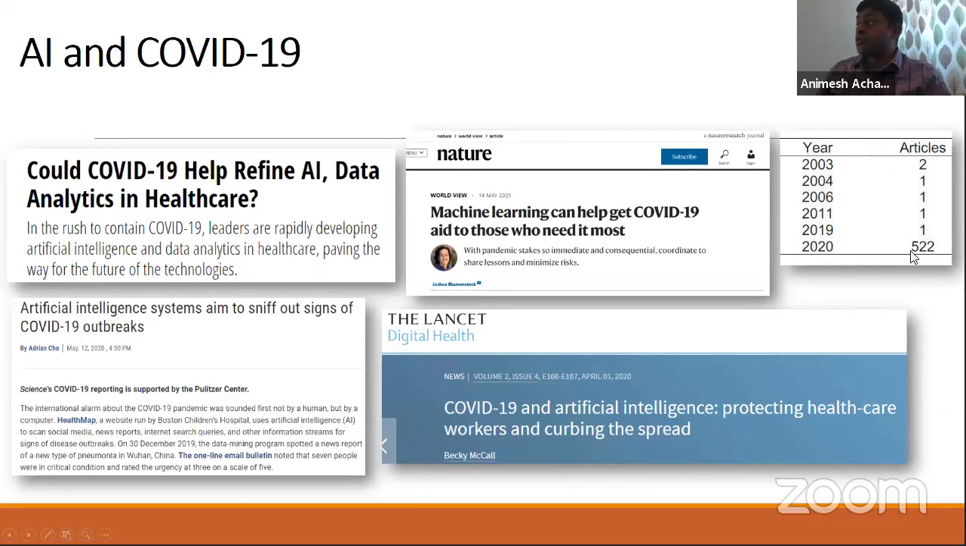2020, 522. And I'm talking about maybe 3 months old data. And now it has become double, actually. Okay. So you can see the massive amount of data that came up in the literature in the last few days. So what are these papers talking about? These papers are talking about how we can use AI to solve the problem.